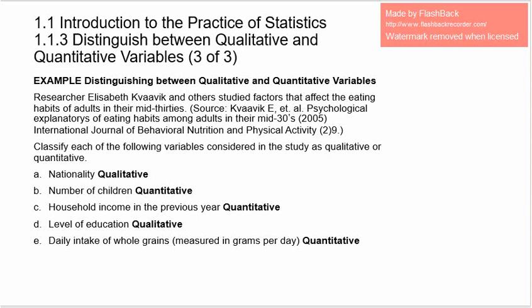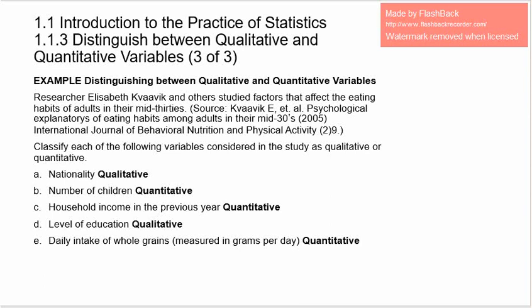Classify each of the following variables considered in the study as qualitative or quantitative. So the first variable is the nationality of the adults in the study, and that is qualitative because it represents a characteristic. The next variable is the number of children. So that is quantitative because the number of children could be 0, 1, 2, 3, etc.